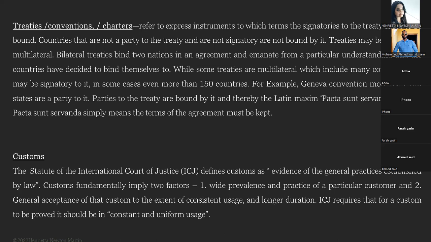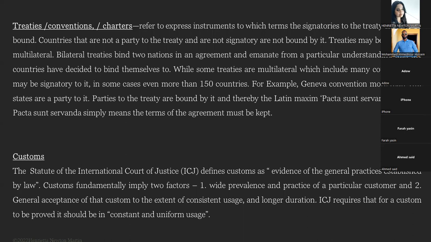Again, the Statute of the International Court of Justice has identified customs as an important source of law. What are customs? They're saying it's the evidence of general practices established by law. I'm repeating, it's the evidence, or a proof, of general practice. That means a proof of a certain practice which is widely accepted by a certain group of people or a particular nation. So if there is a custom in a particular nation and it's widely accepted, that becomes a law.